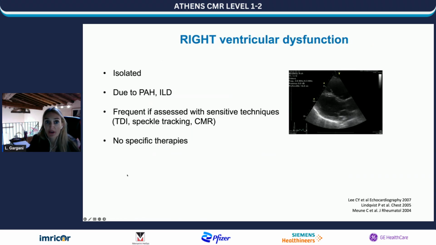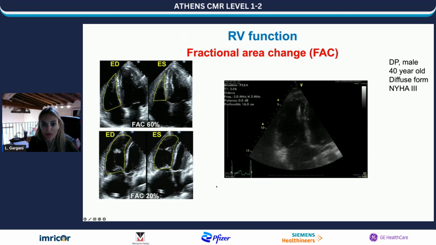Then, of course, we have right ventricular dysfunction. This is of paramount importance in these patients and can be due to many different conditions. As we know, unfortunately, we have no specific therapies for this. And in echocardiography, we have seen there are some standard parameters which are anyway seldom present in our cardiac reports, and rheumatologists should ask the cardiologist to put all the parameters of right ventricular function in their report when assessing these patients.